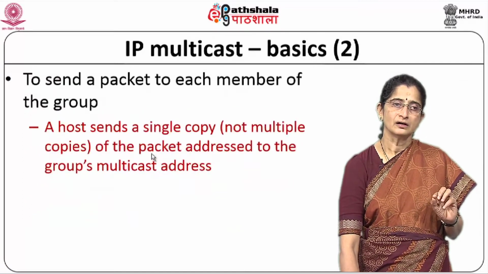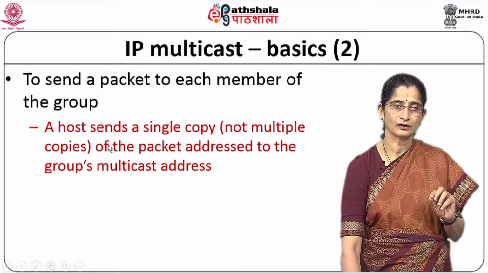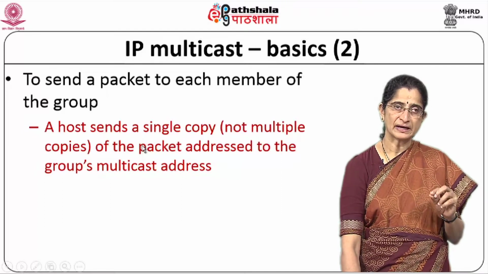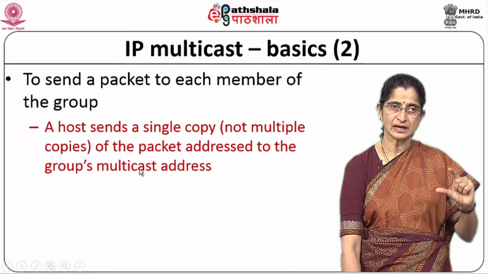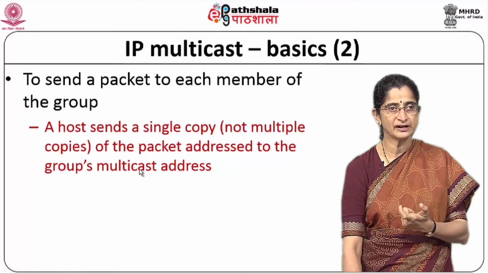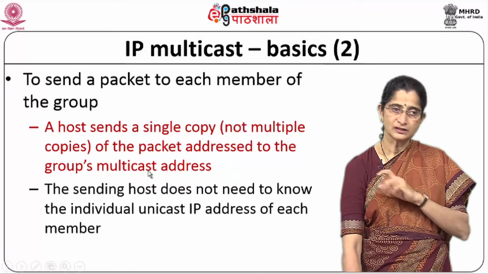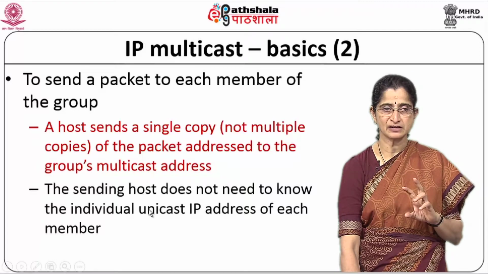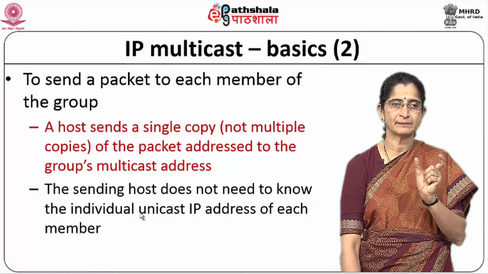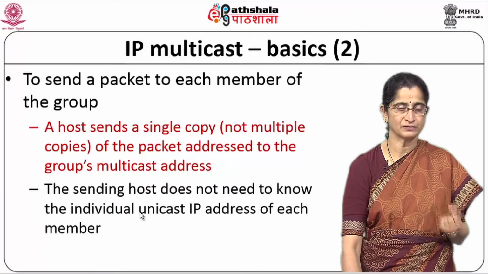So, to send to each member of the group, the source will just send a single copy of the packet addressed to the group's multicast address. It will be a single IP packet, but the IP packet in its source IP address will have the address of the source, and in the destination address will have the address of this multicast group. Now, the sending host does not need to know the individual unicast IP address of each member. It is the same IP packet, only the destination address happens to be that of the multicast group. So, that is the first support that we have.